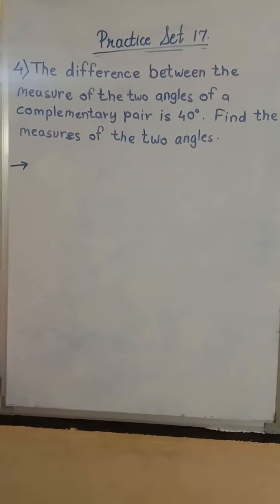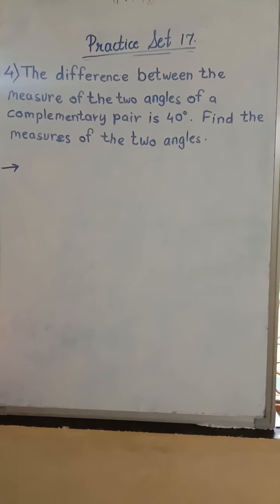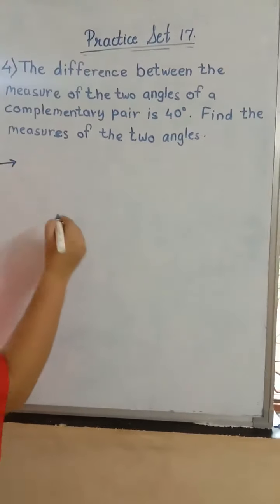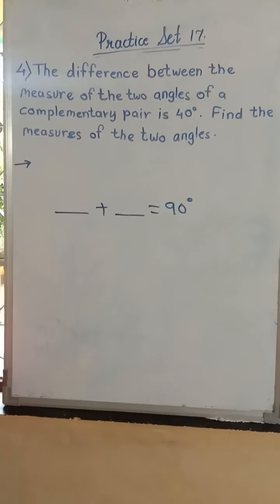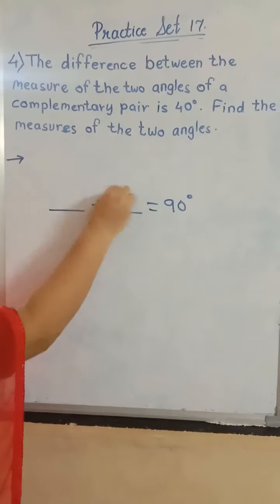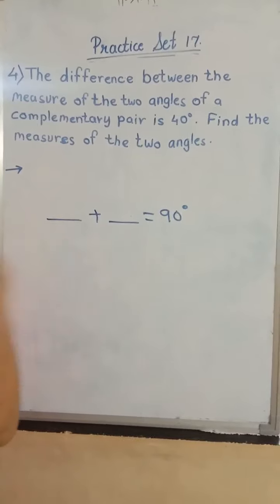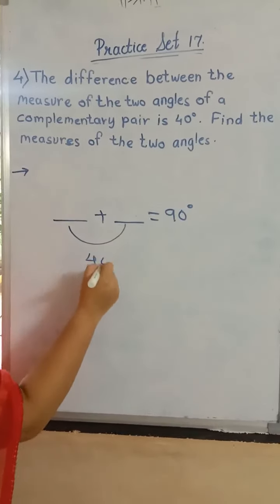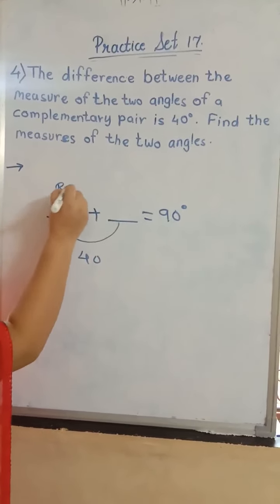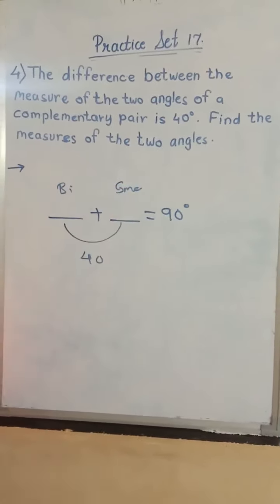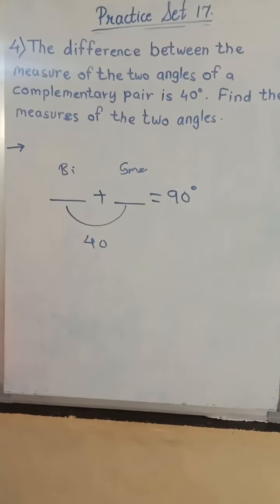So the fourth sum: the difference between the measures of the two angles of a complementary pair is 40 degrees. What did we understand here? Now, the pair of two angles is complementary, means the sum of the measures will be 90 degrees. We don't know the exact numbers, but we know that the difference between these two numbers is 40. Means we have an idea that one will be the bigger number and one will be the smaller number. And what we have to find out is the measure of the two angles.